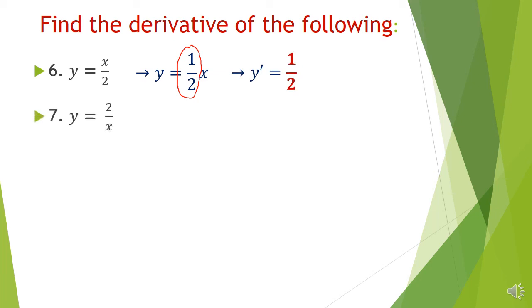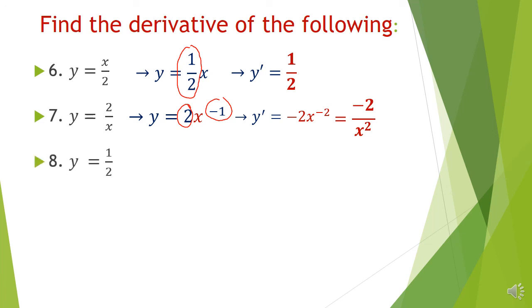For number 7, let's make the exponent more obvious so we can apply our formula. Our formula has to do with the exponent. So, we rewrite y as 2 times x to the negative 1. That way, we can easily see that 2 will be multiplied by negative 1. So, y prime is negative 2, x raised to negative 1 minus 1, which is negative 2. This can be simplified as negative 2 over x squared. For number 8, we have y equals 1/2. This is very easy because 1/2 is just a constant. So, y prime will be 0.